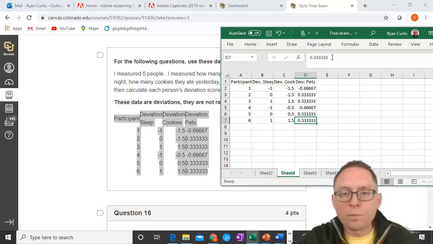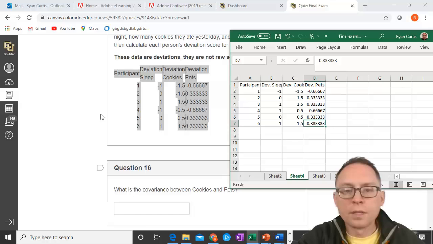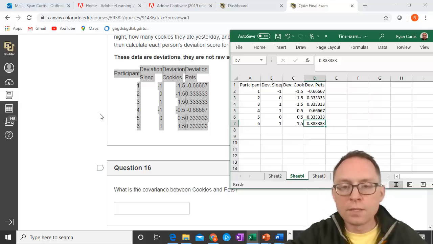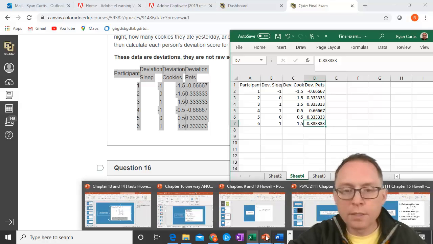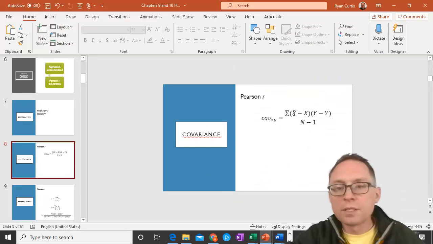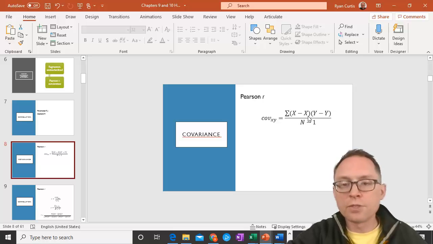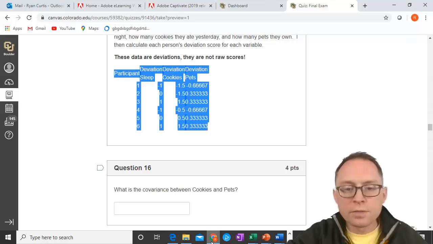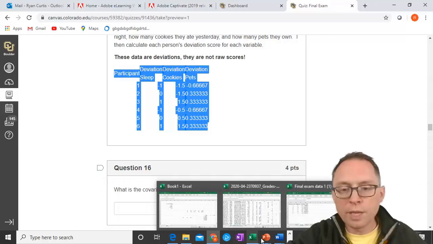So what do we need to do then? Let's figure out what we need to do with these data. Now over here it says, what is the covariance between cookies and pets? We need the covariance between cookies and pets. All right, how do we do covariance? So if you remember, when we did our covariance, we did the sum of the deviations multiplied by each other. So deviations of one times the deviations of the other, you add them up and you divide it by n minus 1. So let's take a look and see what we've got with our data right here. We want the covariance between cookies and pets. So let's do cookies and pets.